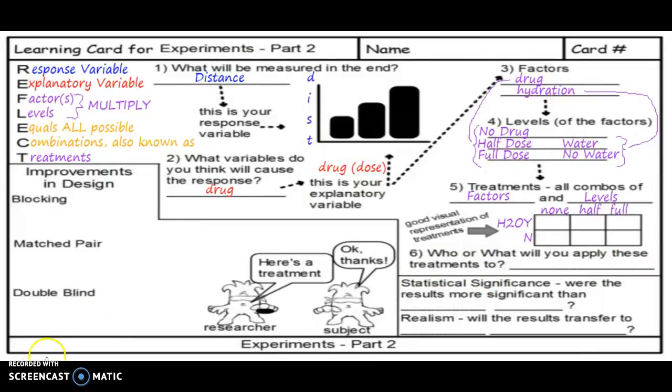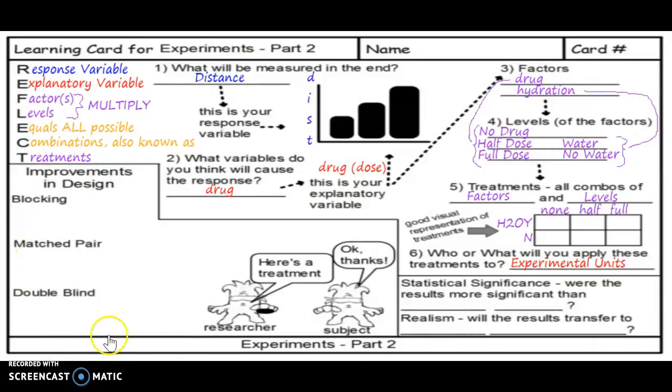Well, who you are applying the treatments to, or what you apply the treatments to, are called the experimental units. Another note you may want to add along with experimental units is that if you are experimenting on people, who you will apply these treatments to, you could call those experimental units test subjects. So people are called test subjects, but if you're experimenting on animals or plants or things like that, you would call them experimental units. You could call people experimental units as well, but sometimes they're referred to as test subjects.